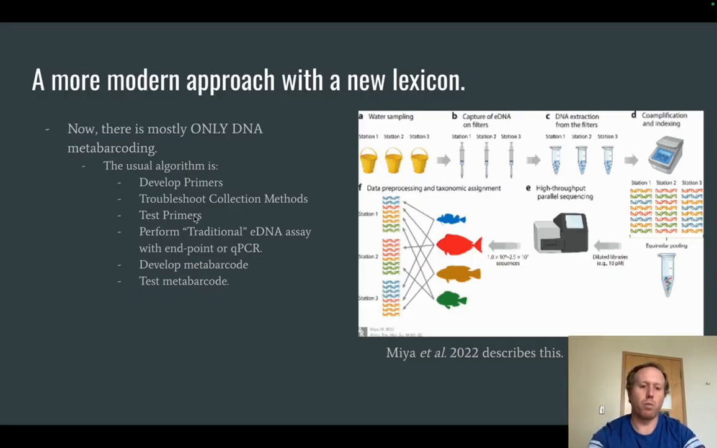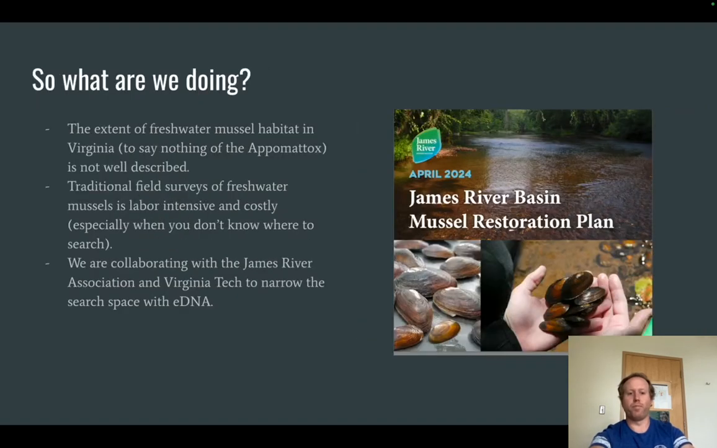So you test those primers through traditional eDNA assays such as endpoint and qPCR, because it is costly to do high throughput parallel sequencing and develop those metabarcodes. But this is the process that you end up in, right? This is what we've coalesced on through that history of environmental DNA that I've been talking about.